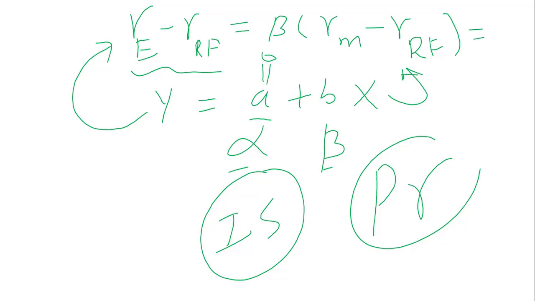Keep one thing in mind here. The CAPM has a relationship between the excess return of the equity and the excess return of the market. That's why, when we want to compute alpha and beta, we need to compute the excess return of the stock and the excess return of the market.